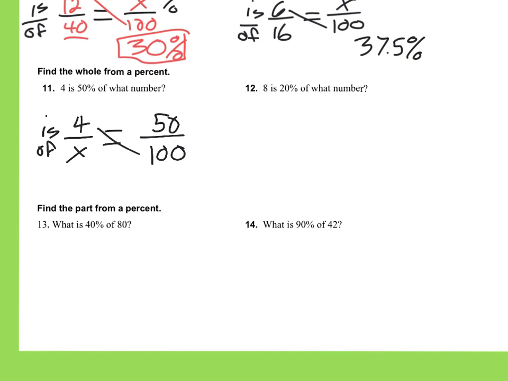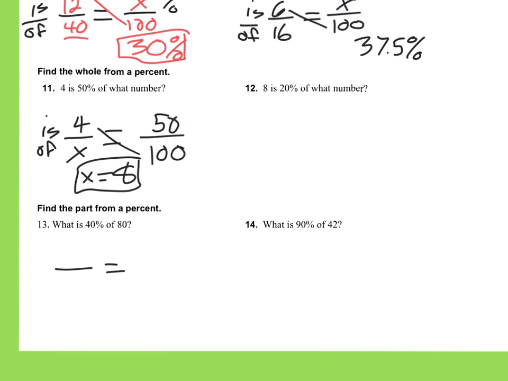So it's going to be 400 divided by 50. So you're going to go 400 divided by 50, and we get 8. So x equals 8. Okay? 8 is our whole. And that makes sense. If I have 4 out of 8, that's 50% of 100. Okay? So let's see if you can, I'm going to do one more, and then I want you to do 12 and 14 on your own.